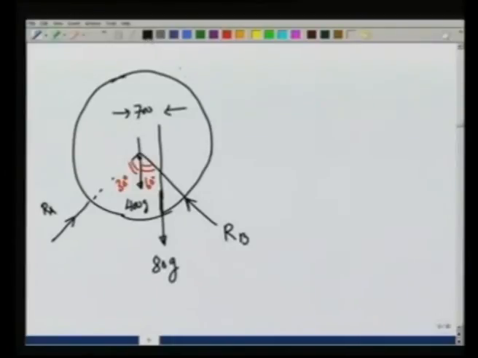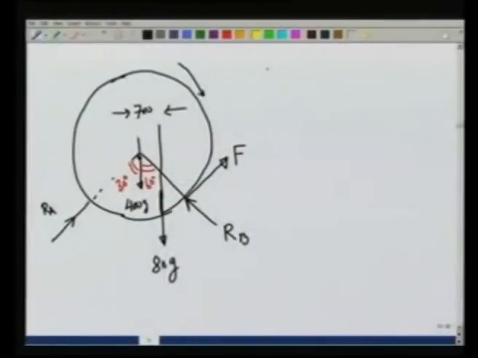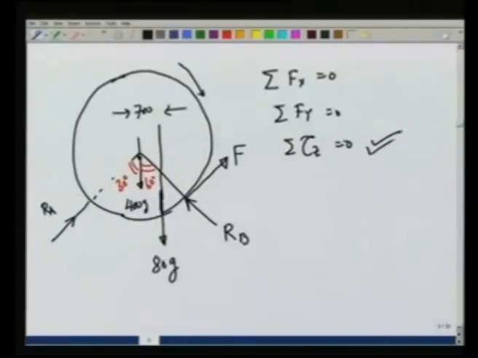In addition, since the drum has a tendency to rotate like this, there will be a frictional force, let us call it F, at roller B, which is capable of applying a frictional force. Now, we have written all the possible forces that are there on the drum, and let us now apply our equilibrium conditions. So, if we write summation f x equal to 0, summation f y equal to 0 and summation tau z is equal to 0. If we want to find f, that we can do right away. So, let us first apply the torque equation to find f.